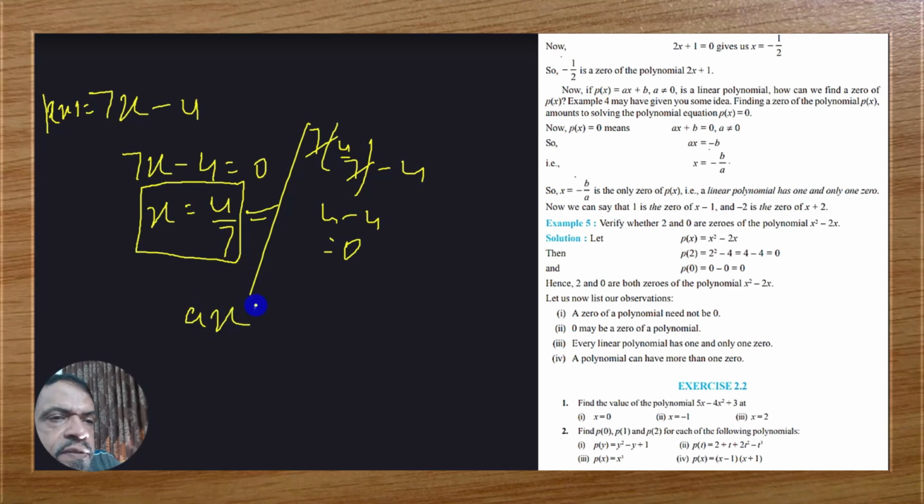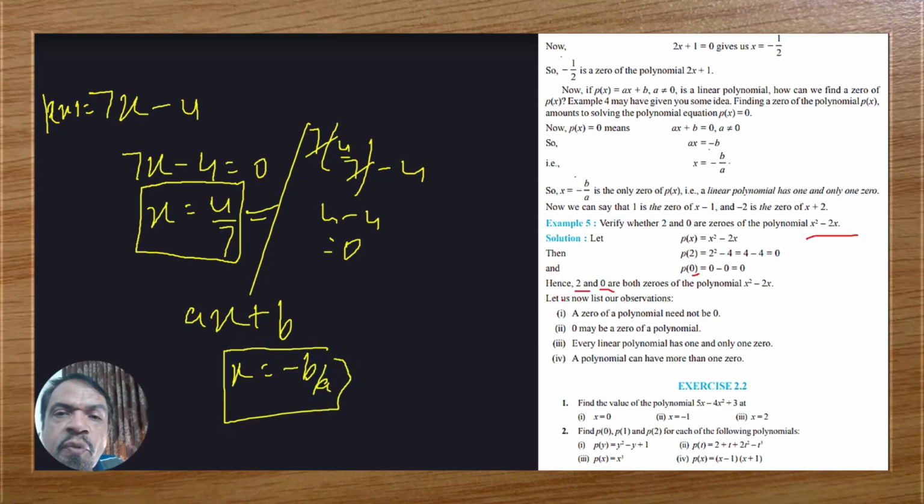In general, ax plus b is a polynomial. So what is the 0 of this polynomial? x is equal to minus b upon a is the 0 of this polynomial. Cubic polynomial has 3 zeros. Quadratic polynomial has 2 zeros. Linear polynomial has 1 zero.